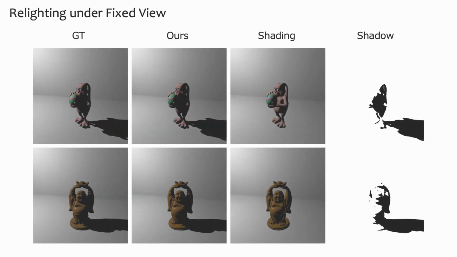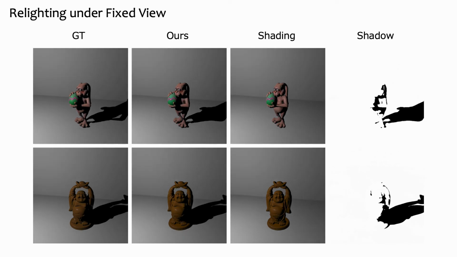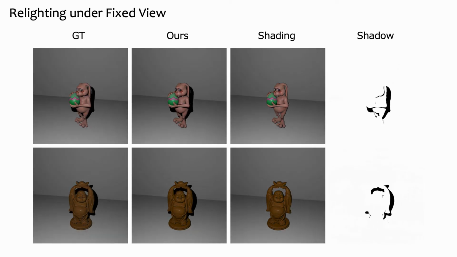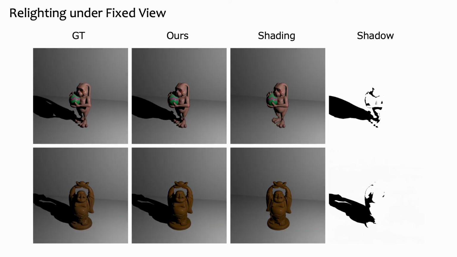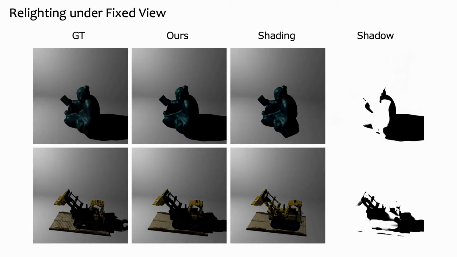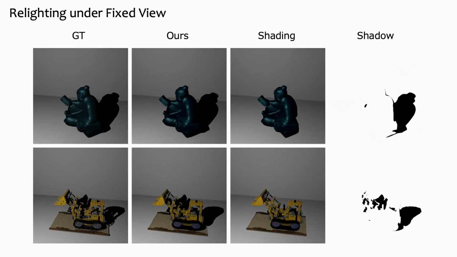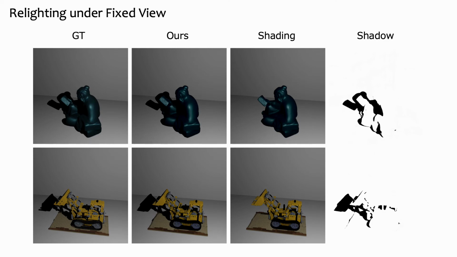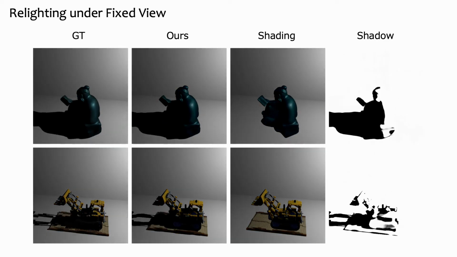Here we show some experimental results. We first show the scene relighting results under a fixed viewpoint. We can see that both the predicted shading and shadow are consistent with the ground truth, which demonstrates the effectiveness of our method in scene reconstruction and decomposition.